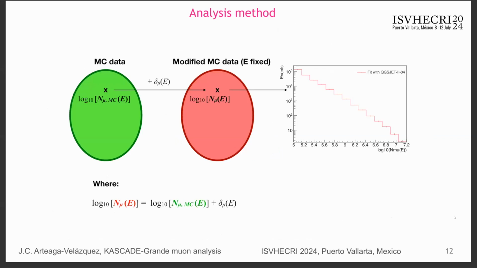So the idea is to obtain this quantity, the difference between the experiment and the Monte Carlo simulation, and apply it to your Monte Carlo data. This modified Monte Carlo data gives you directly the number of muons as a function of the primary energy.